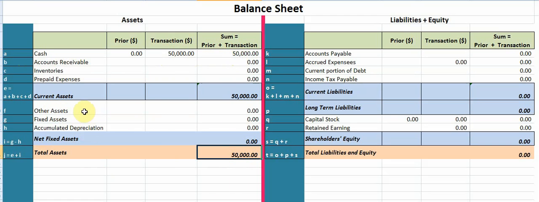There is no other asset. There is no fixed asset. There is no accumulated depreciation. That's why the total asset is $50,000.